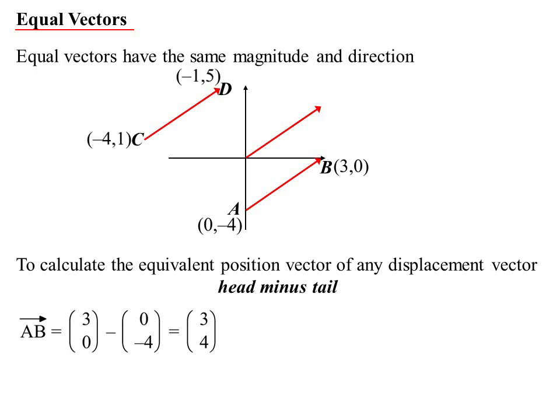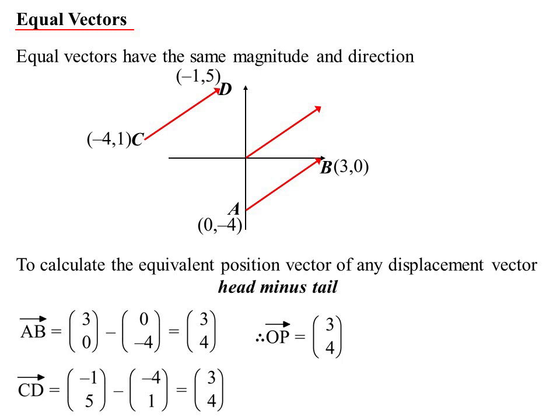CD, it's parallel to it, and I've given it some coordinates there. You'll notice head minus tail also gives me (3, 4). It's the same vector. So if I was to move it to the origin, then P must have been the point (3, 4). That's where it would end up. Head minus tail will always give us the same vector for equal vectors.